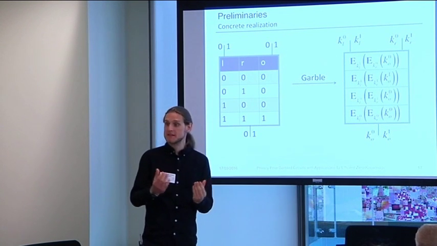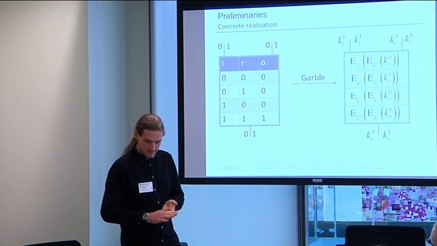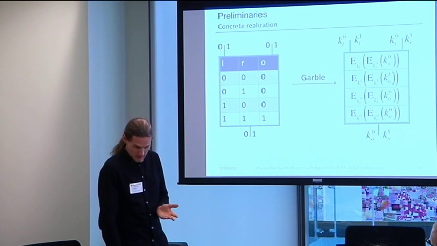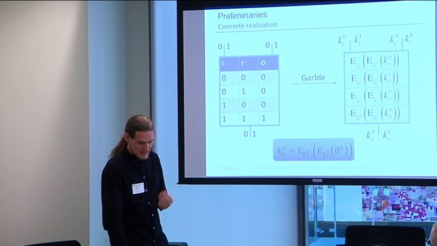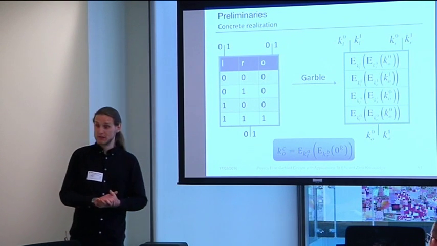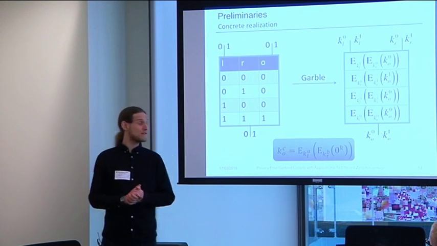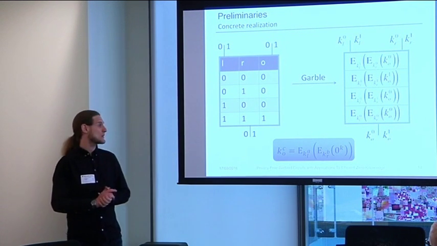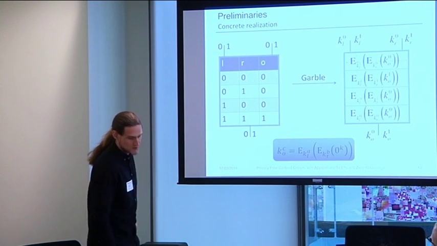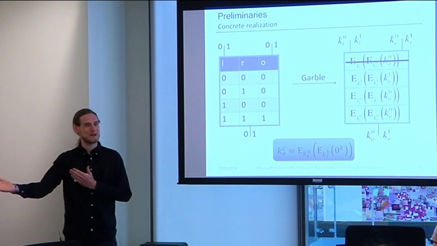A lot of optimizations have been introduced in this setting. In particular, what is called row reduction, which basically means that we let one of the output keys depend on the input keys. So instead of actually doing an encryption of an output key, we define the output key from the input keys. So we just do an encryption of a zero string instead. This allows one to remove one of the ciphertexts. The reason I'm telling you this is because it becomes relevant in our work.